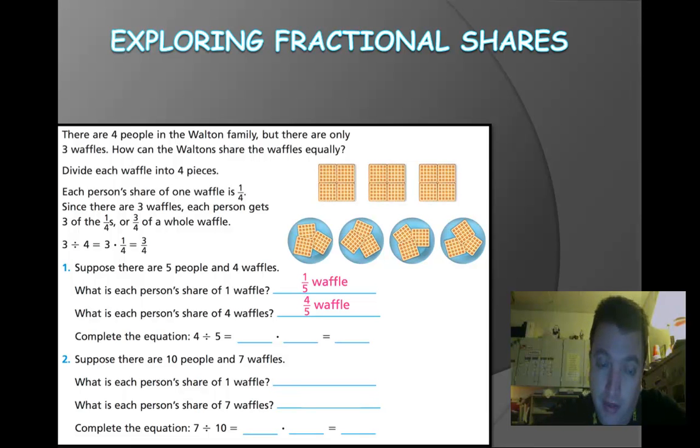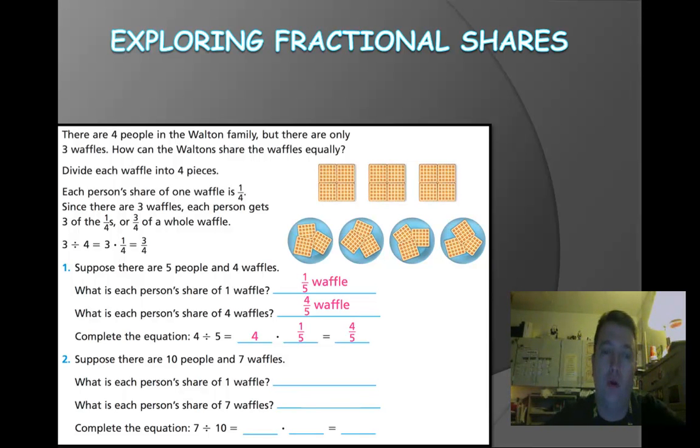All right. So when we do 4 divided by 5, what we're really doing here, and you'll see some better examples as we go on, is we're taking 4 times 1/5, which gives us a total of 4/5. Now, suppose there are 10 people and 7 waffles. Woo! It's a lot of waffles, a lot of people. What is each person's share of 1 waffle? Well, if I cut 1 waffle up for 10 people, we're each going to get 1/10. But if we have 7 waffles, we're going to get 7 times this much. So that's going to be 7/10 of a waffle.